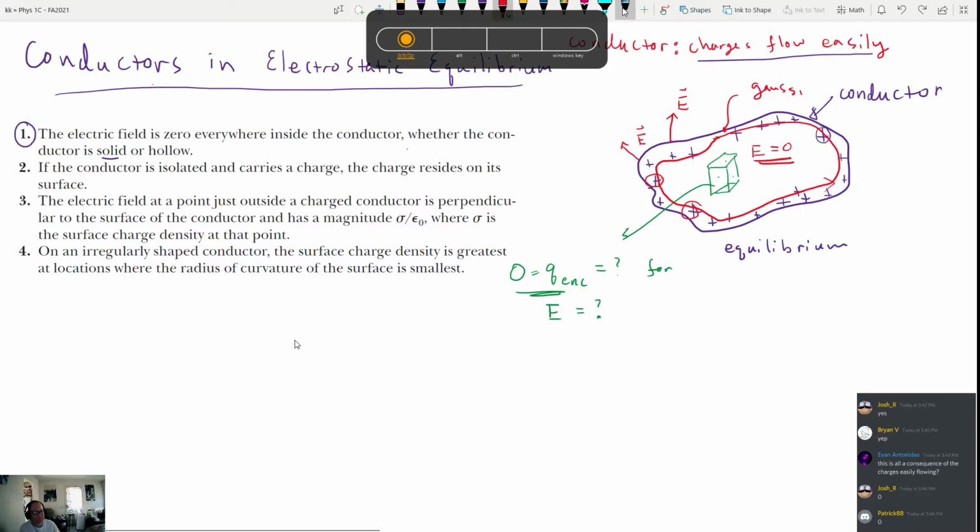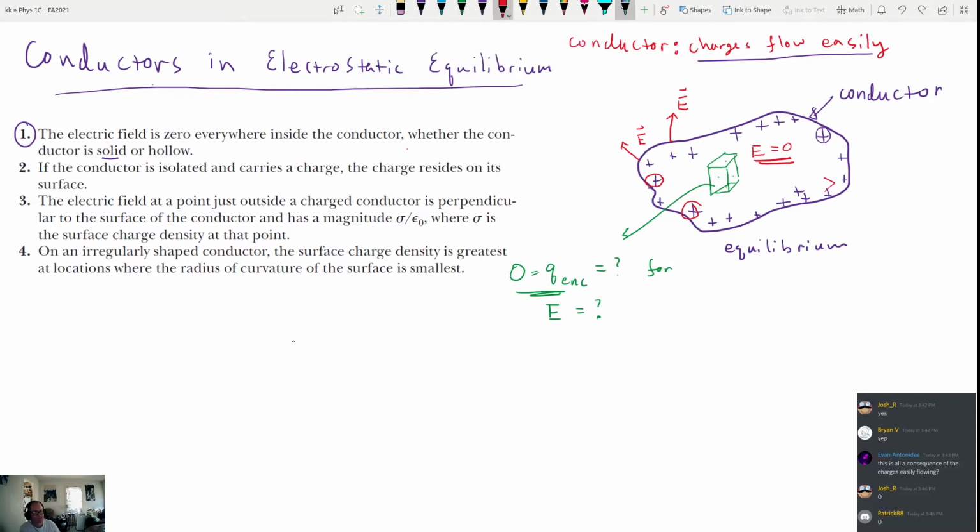Does that argument make sense? No charges on the inside means that all the charge has to be on its surface.